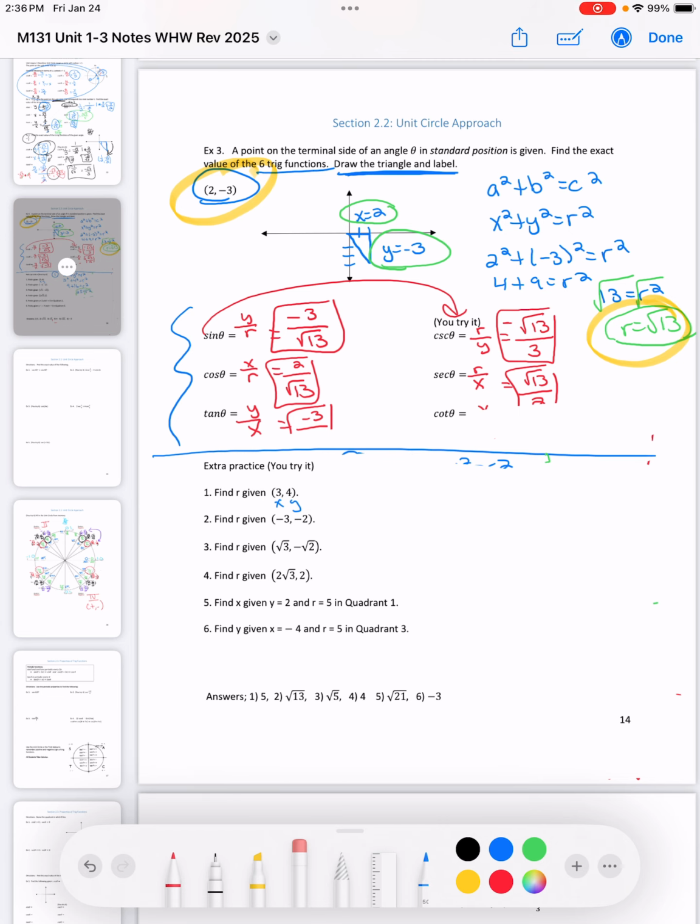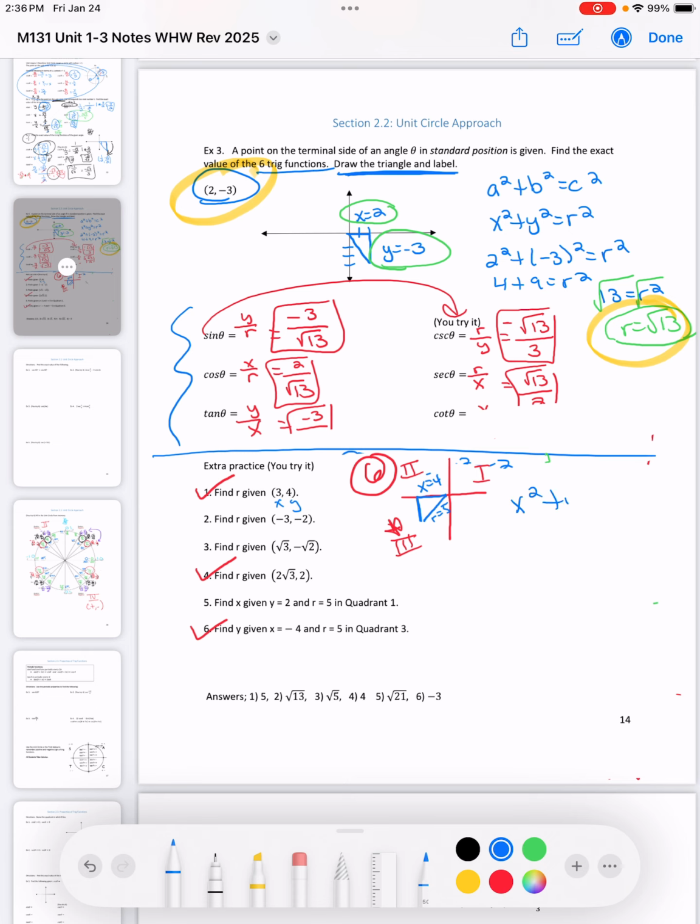So I'm going to do number 6. So I've done 1, 4, and I'm going to do 6. So this time we're supposed to find y, given that we know x and r, and we're in quadrant 3. So just to remind everybody, quadrant 3 is down here. 1, 2, 3 are quadrants. And we're given -4 as my x value. So I would go over 4, and I'm given my r value. So I know x is -4, and r is 5. So I've got to find y down here.